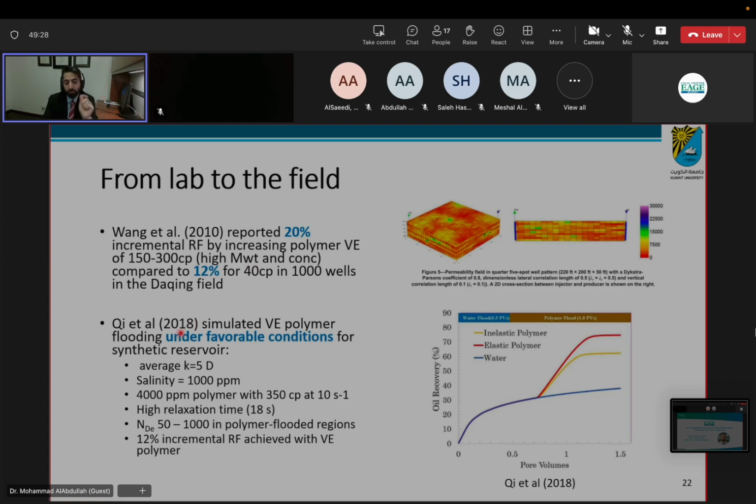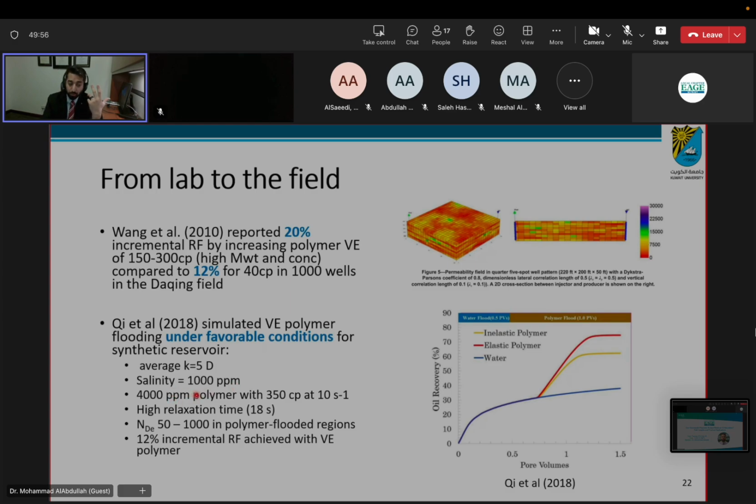What happened in terms of reservoir simulation, Chi 2018 tried to simulate viscoelastic polymers under favorable conditions. He assumed a permeability average of 5 Darcy. You see here the permeability distribution, it's around 5 Darcy in here. This is in millidarcy, 7,500 or so. Okay? Salinity 1,000 ppm, very low salinity to have a high Deborah number.